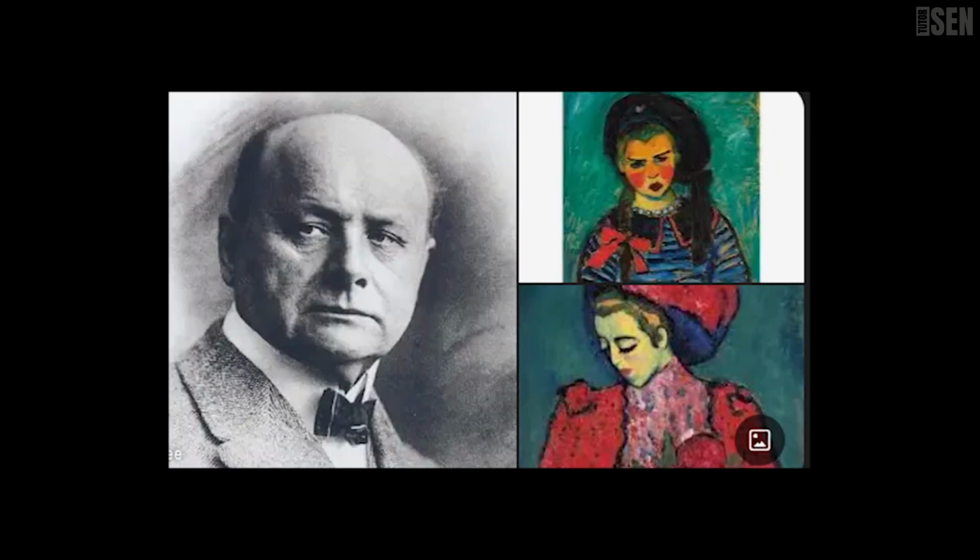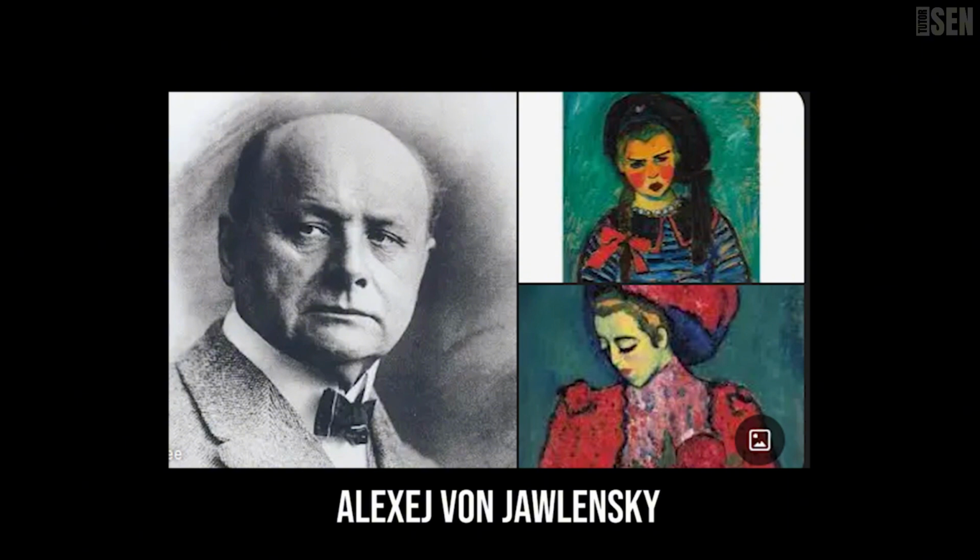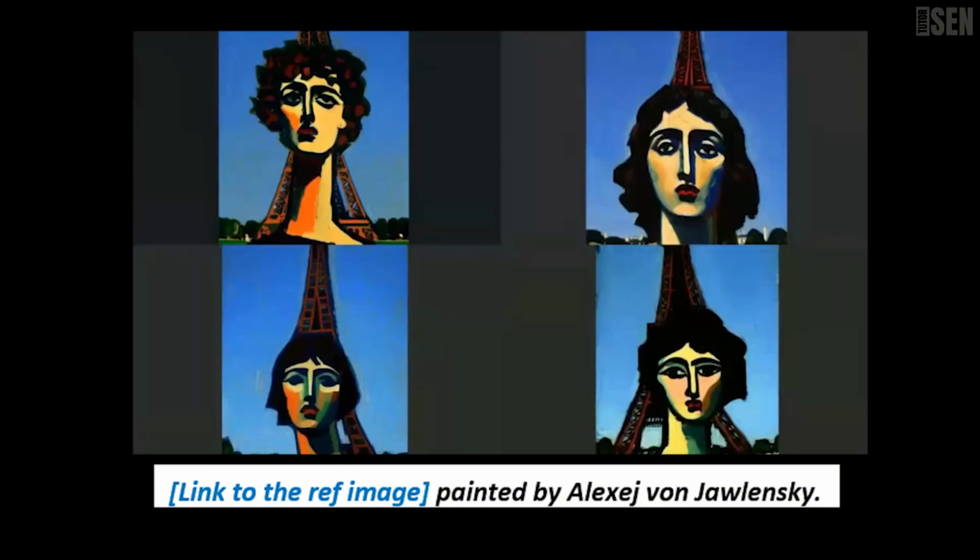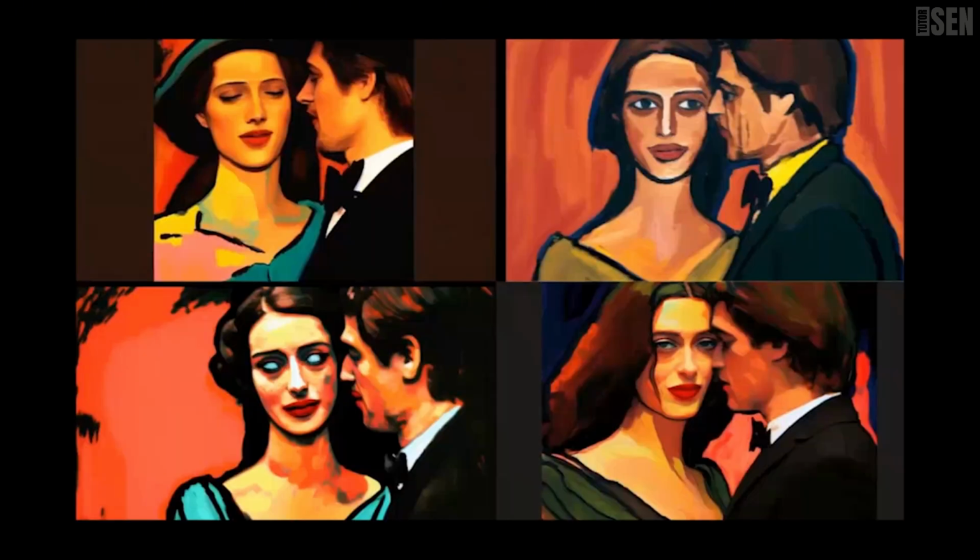Let's use a certain style for both. The Russian painter Alexei von Jawlensky, who is known for his bright colors and exaggerated bold lines. For the Eiffel Tower, our prompt is just simply link to the reference image painted by Alexei von Jawlensky. This is what we get, with faces randomly inserted in because Alexei mainly does faces. And here is the same style with Brad and Angelina.